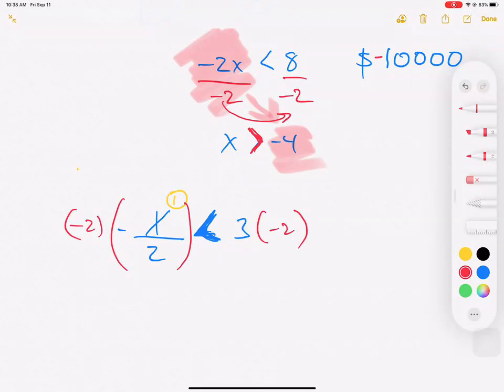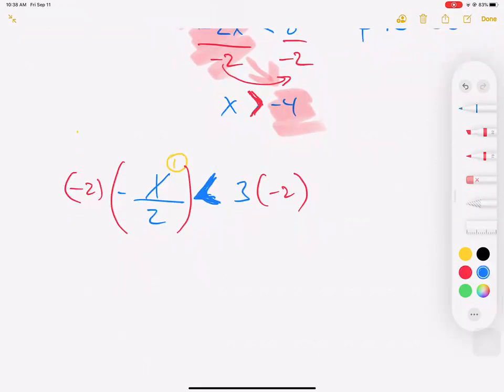Again, it's like me taking the weakest player and moving the weakest player from one side to the other. So the 2's divide out, and we're left with just x now. x and negative 6. And we have to flip to account for that weakest player.